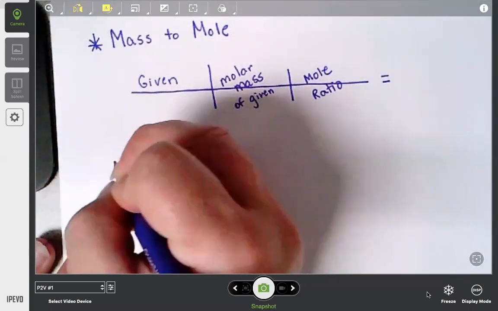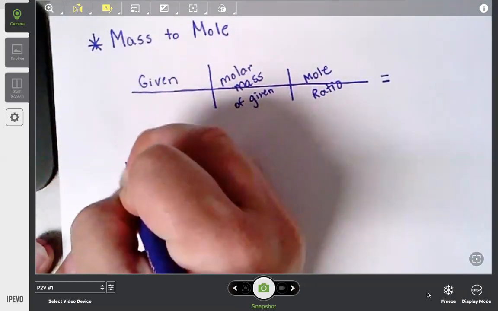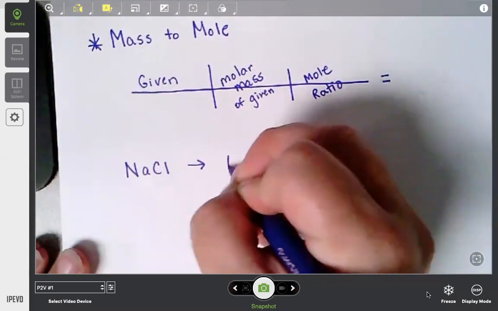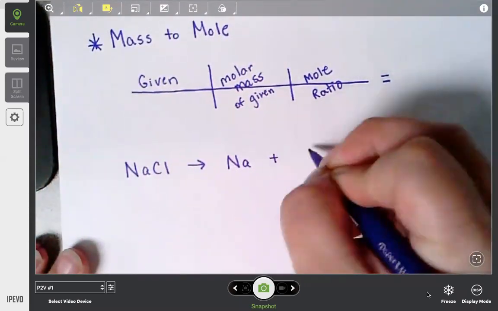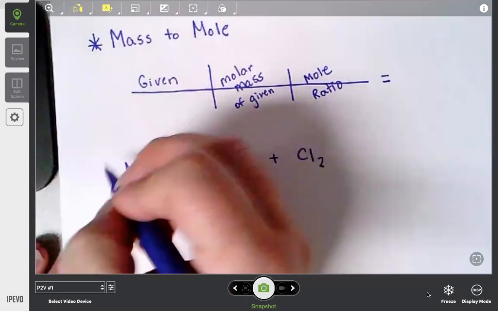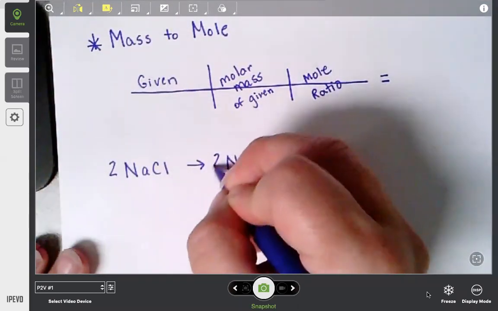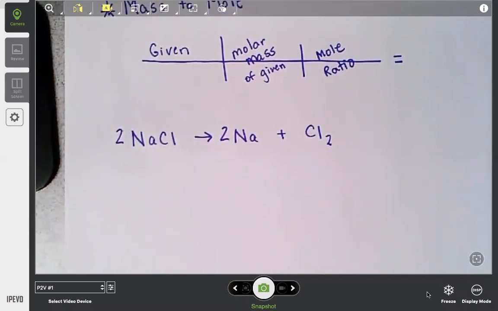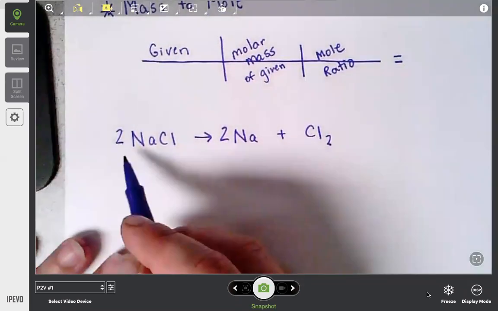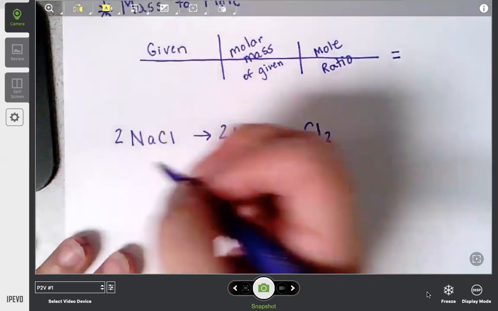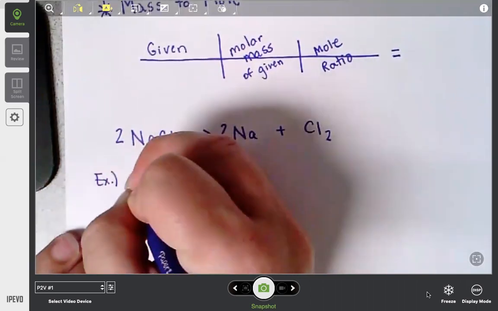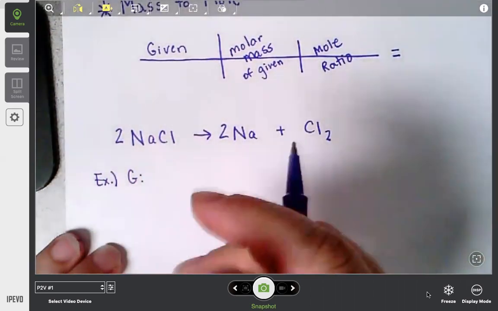All right, so for example, let's decompose some sodium chloride into sodium and chlorine. And then, of course, we have to make sure this is a balanced equation. And like I said, I'm using simple equations just because it's easy to see the coefficients and where everything comes from.